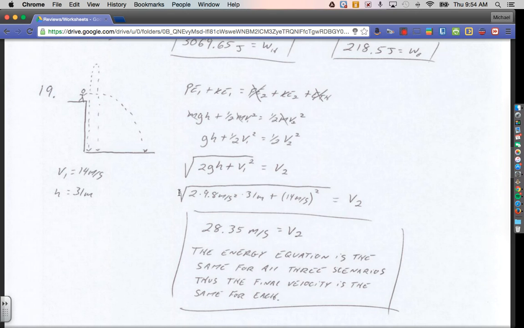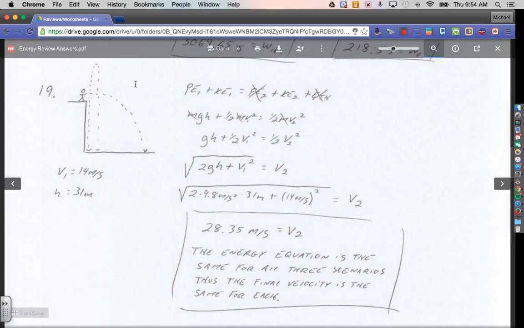Plugging in my numbers, I get the square root of 2 times 9.8 meters per second squared times 31 meters plus 14 meters per second. Don't forget to square it, for a speed as this thing hits the ground of 28.35 meters per second. Now you might say, wait, we were supposed to solve for 2 other paths.